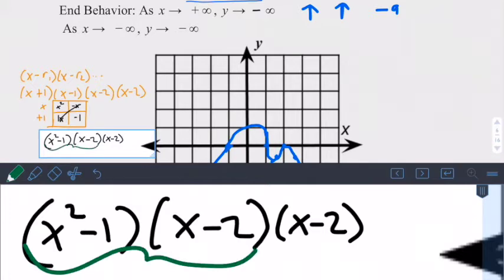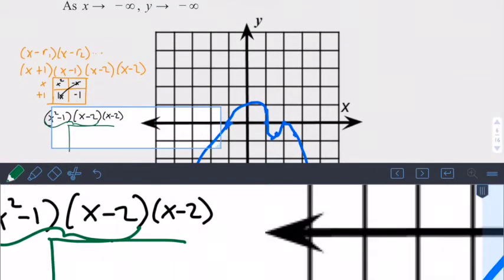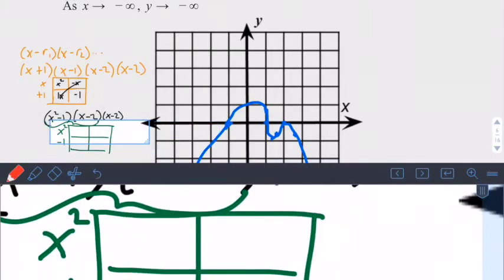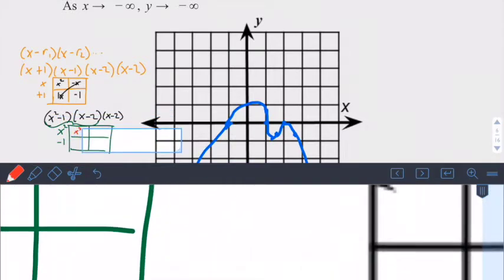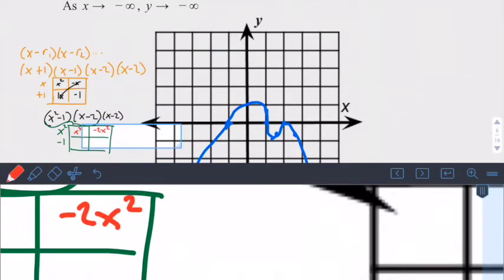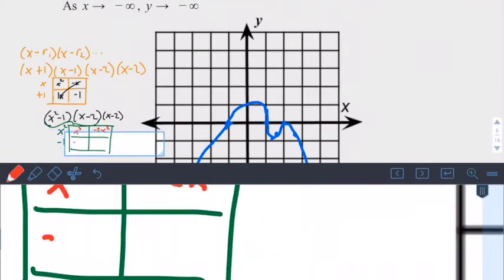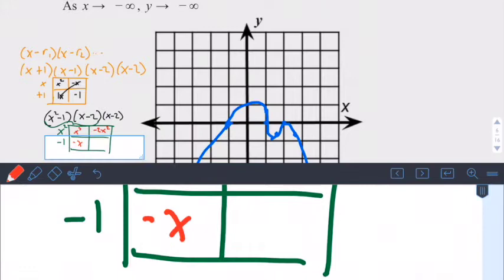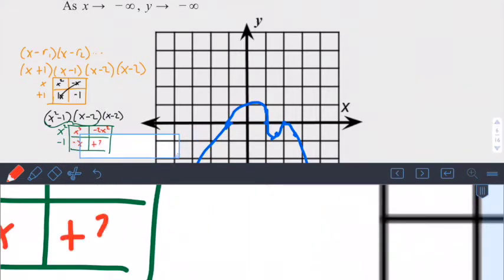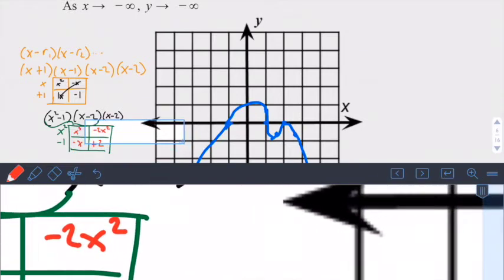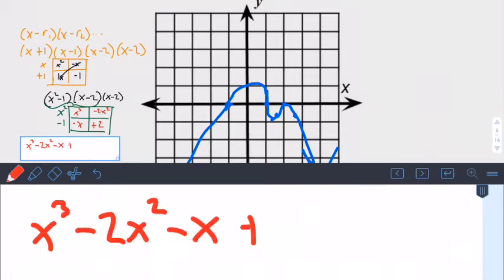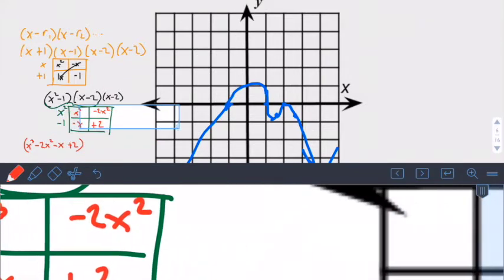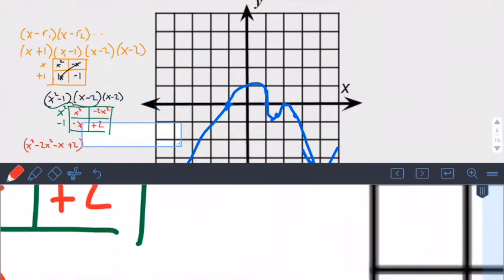Now I'm going to multiply these two. So x squared times x is x cubed. X squared times -2, -2x squared. Then x times -1 is -1x. And -2 times -1, negative makes it positive, and 2. There are no like terms in this one, so I get x cubed minus 2x squared minus x plus 2. That was all of these, and then I still need to multiply by my x minus 2.